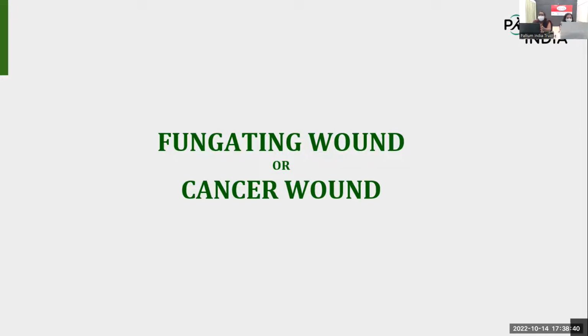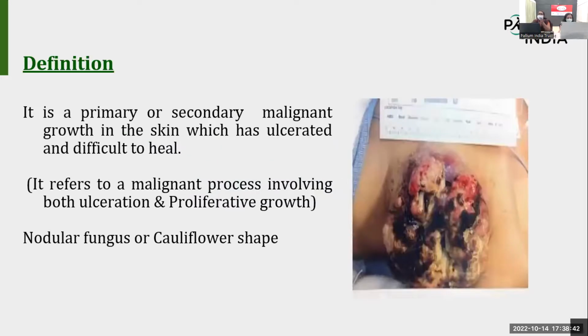Okay, thank you. So here, as all of you have mentioned earlier, this is a non-healing ulcer. The major difference between pressure ulcer and the cancer wound is that pressure ulcer is preventable and curable. This is not preventable and not curable. Once the wound is developed, we are not able to cure it properly. It is a primary or secondary malignant growth in the skin, which is ulcerated and difficult to heal.